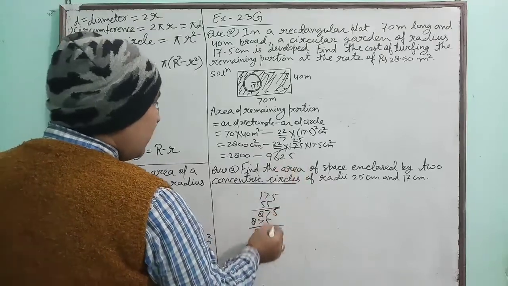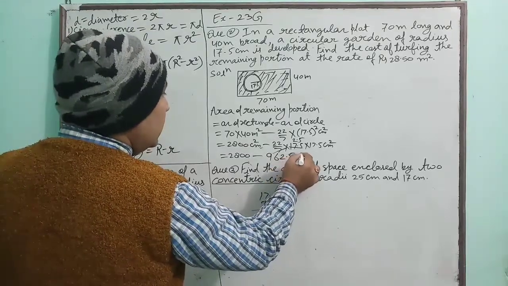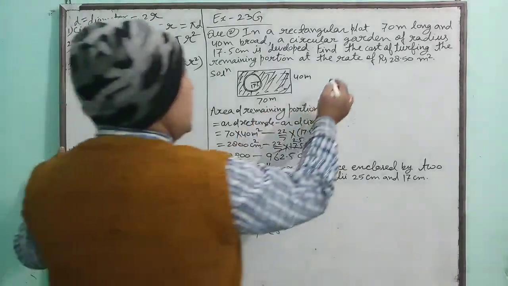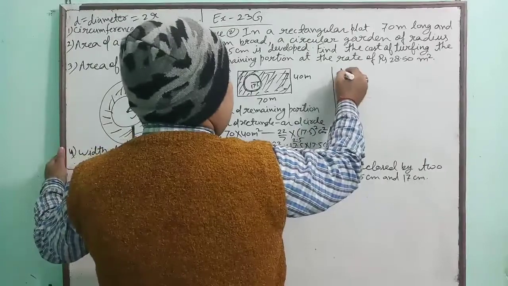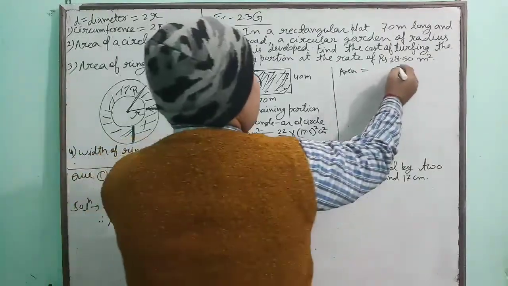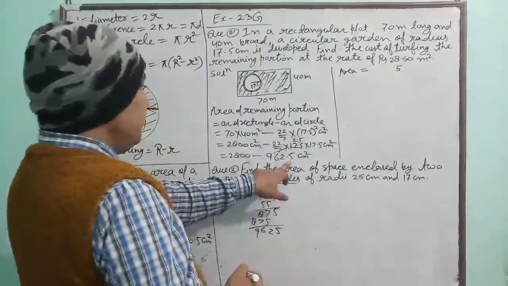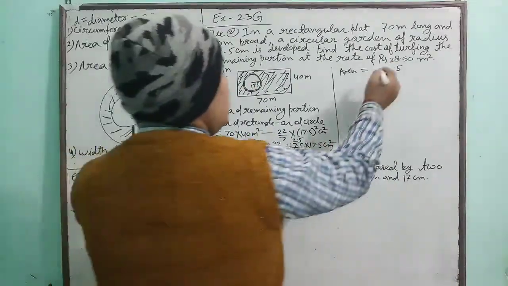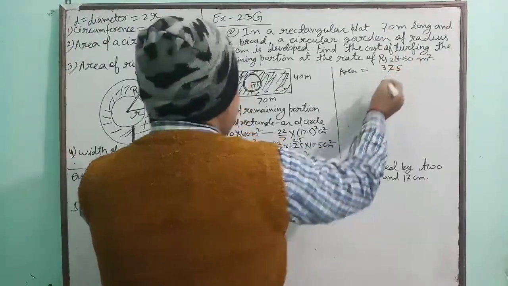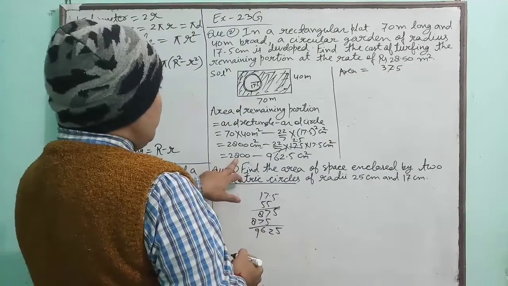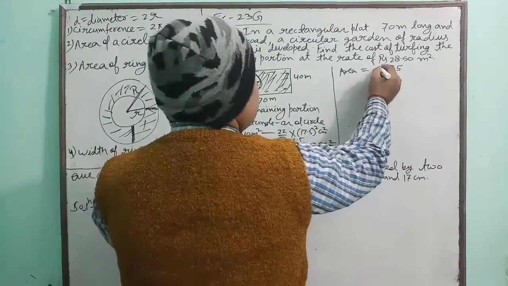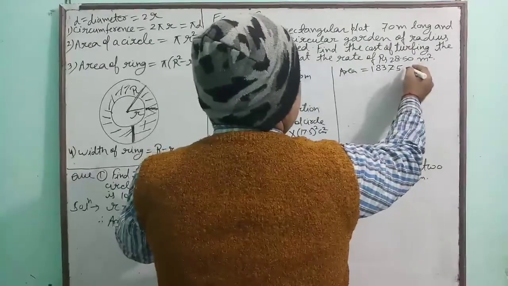...9625, and after one digit there will be a decimal. Now subtract and get the area of the remaining portion. So here the area of the remaining portion will be: 10 minus 5 is 5, then 9 minus 2 is 7, then 9 minus 6 is 3, then 17 minus 9 is 8 and this is 1.